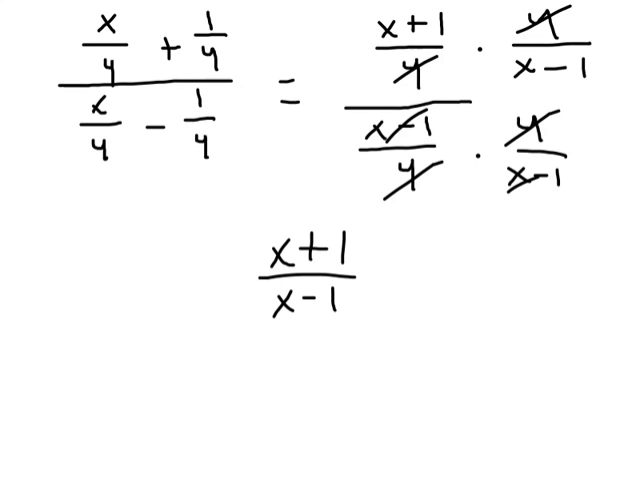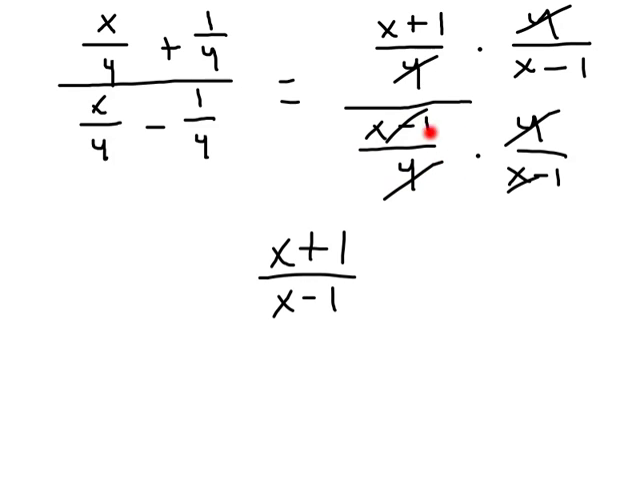So I've done some from your book for you. The first one is x over y plus 1 over y, all divided by x over y minus 1 over y. Well, I can simplify that a little bit. These both have the same denominator, and so do these. So really all I've got is x plus 1 over y divided by x minus 1 over y.